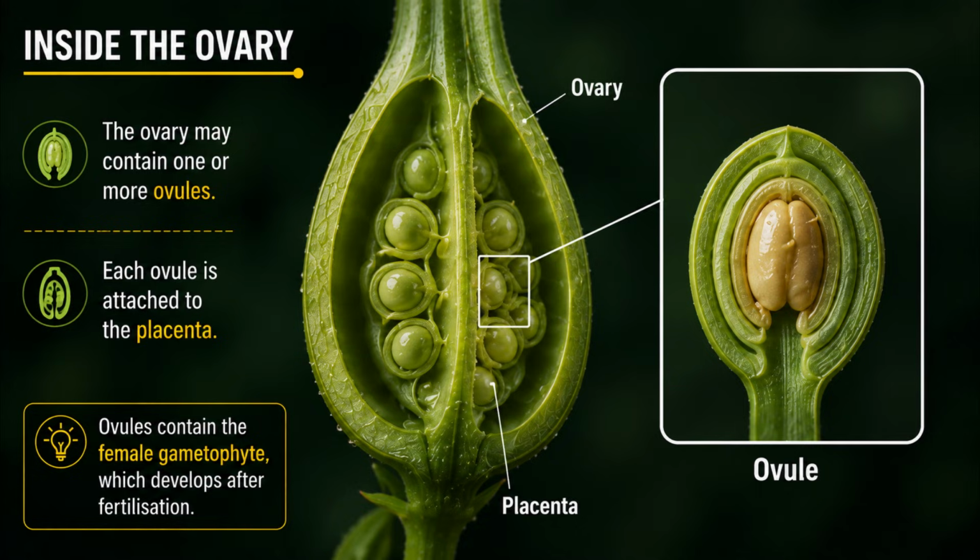Each ovule contains structures that are essential for the formation of the female gametophyte and for the events that follow during fertilization. So, when we move from the flower into the ovary, we eventually reach the ovule, the structure where the female reproductive process is organized. Understanding the ovule will be especially important when we study female gametophyte development.